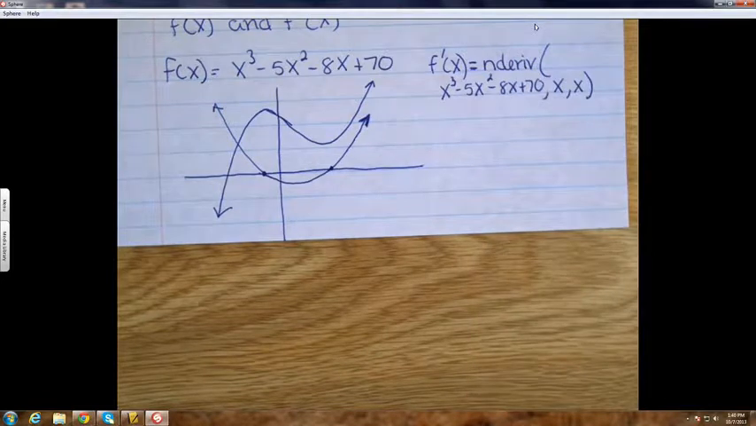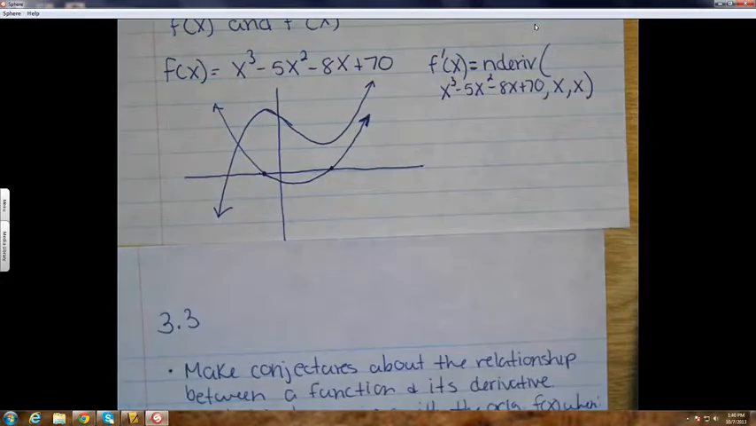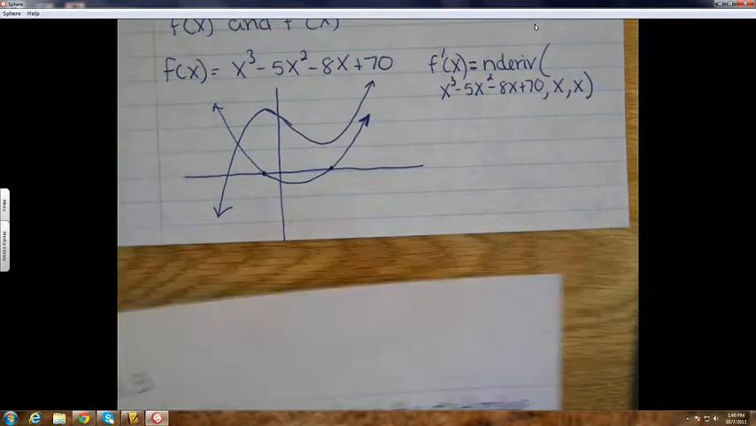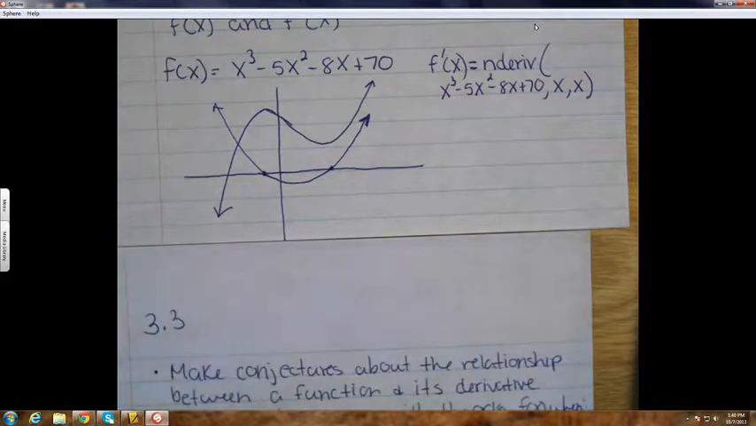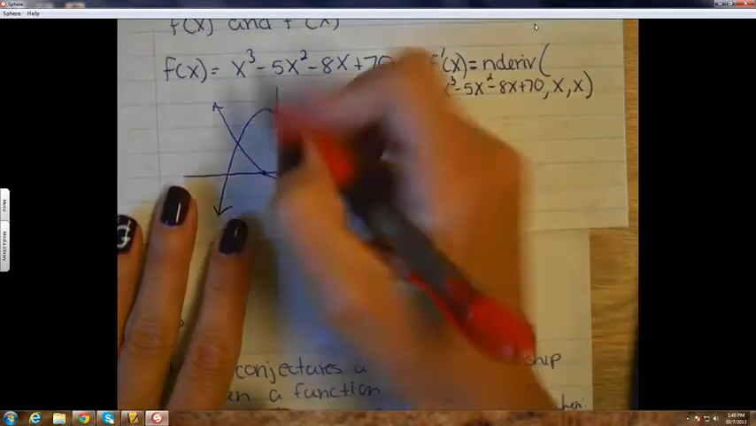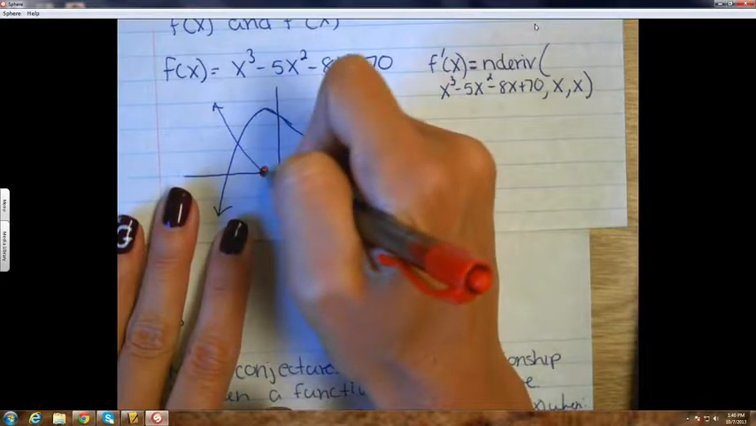Now, I wanted you to be able to tell me 3 things at the beginning of the notes here. What's happening on the original function when the derivative is negative, when the derivative is positive, and when the derivative equals 0. So let's take a look at the zeros first. Grab another color. The derivative equals 0 here and here.